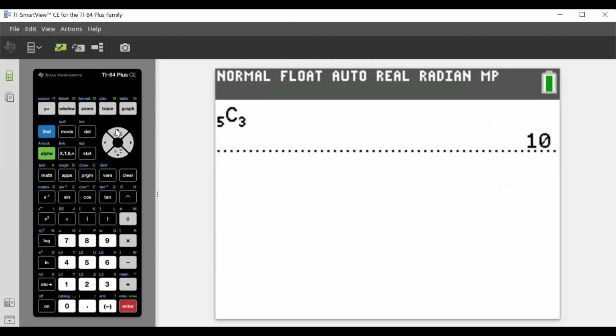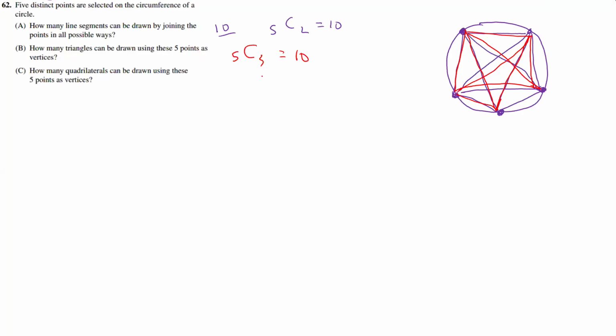Now, we could also go back and do a second enter, and let's put a 2 here to show you that we get a 10 that way as well. And so both of those are going to give us a 10. So going over here, that one gave us 10 as well.